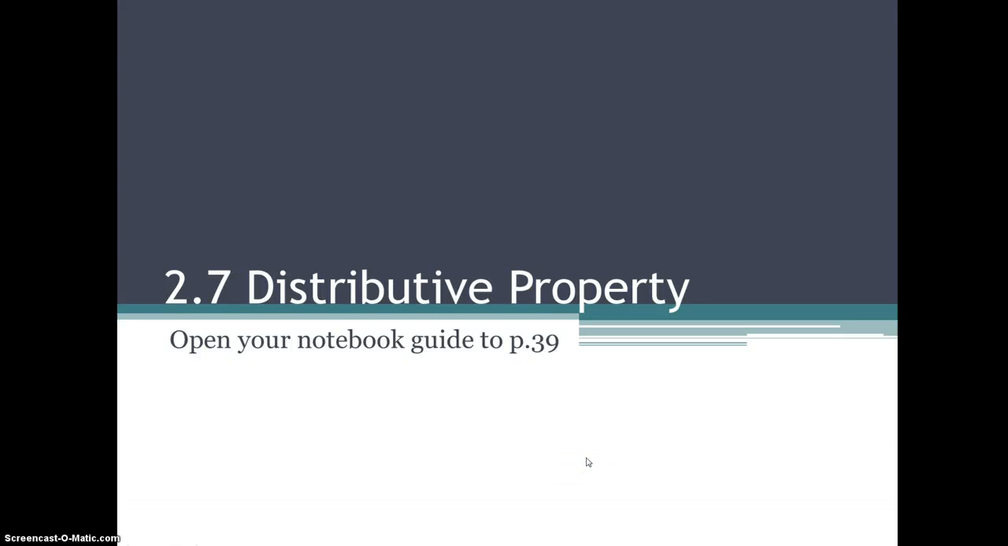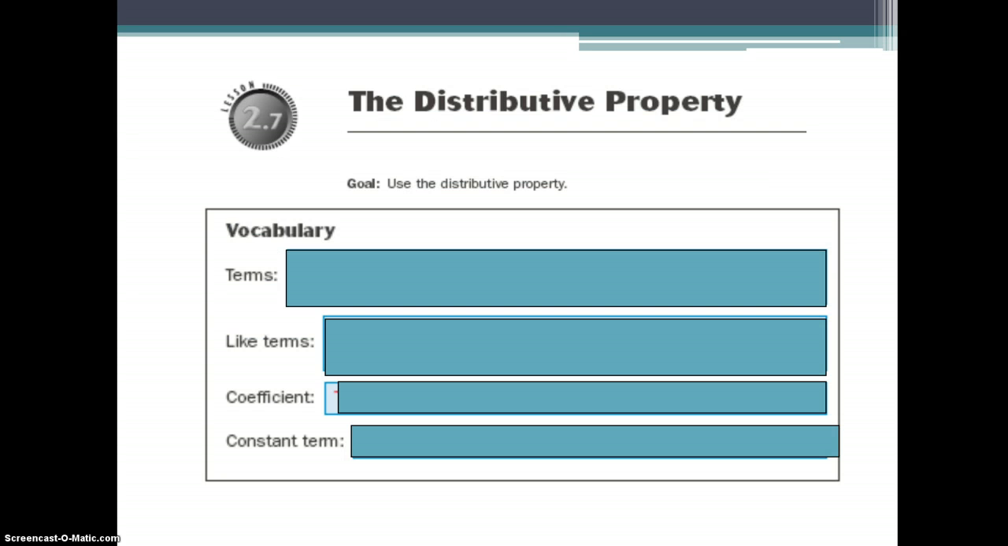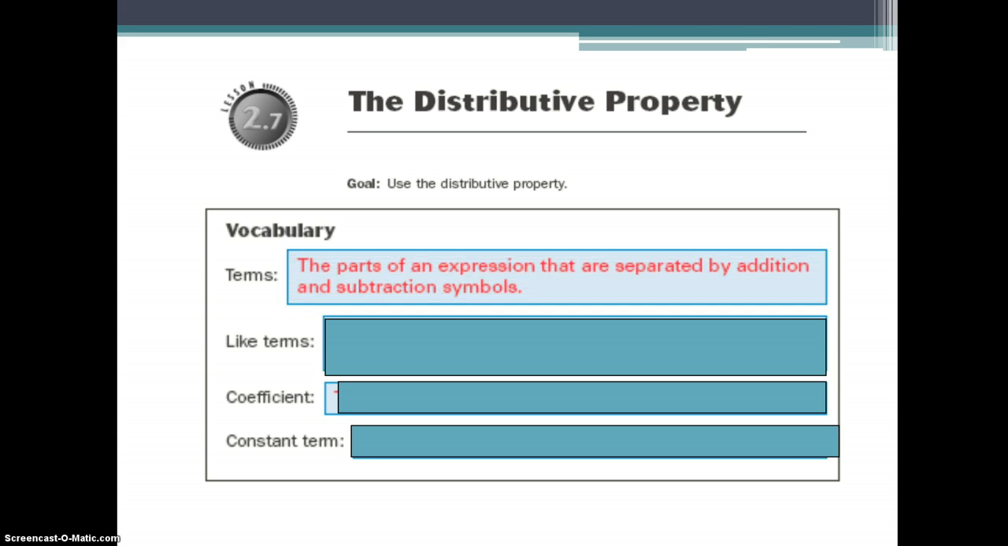2.7 Distributive property. Terms are the parts of an expression that are separated by addition and subtraction symbols. Remember though that we change our subtraction symbols to adding the opposite. So it's really just the parts that, after we do that, are added together.